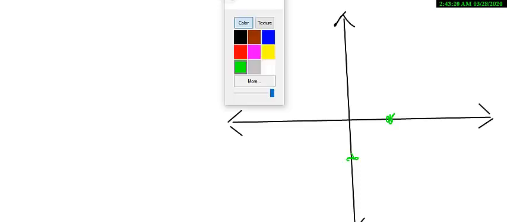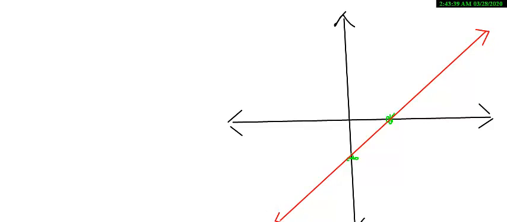So I'm going to use a different color here, a red color. This will be my line exactly. This is the line we're looking for. And we need to highlight the area which is going to be the target area by using the test point.